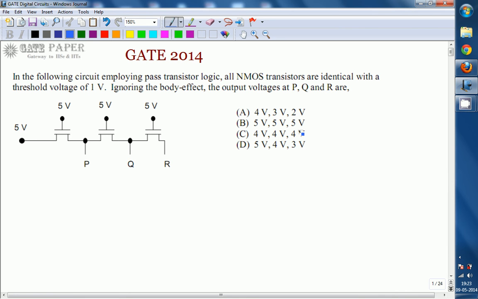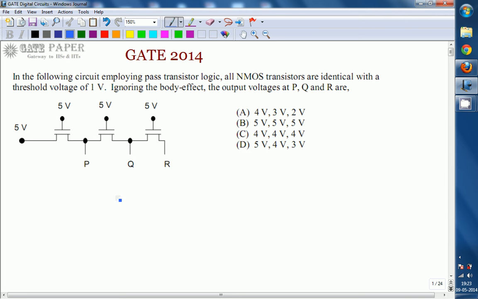Hello, we are discussing the GATE 2014 ECE paper, and the topic is related to digital circuits. In the following circuit employing pass transistor logic, all NMOS transistors are identical with a threshold voltage of 1 volt. Ignoring the body effect, the output voltages at P, Q and R are.